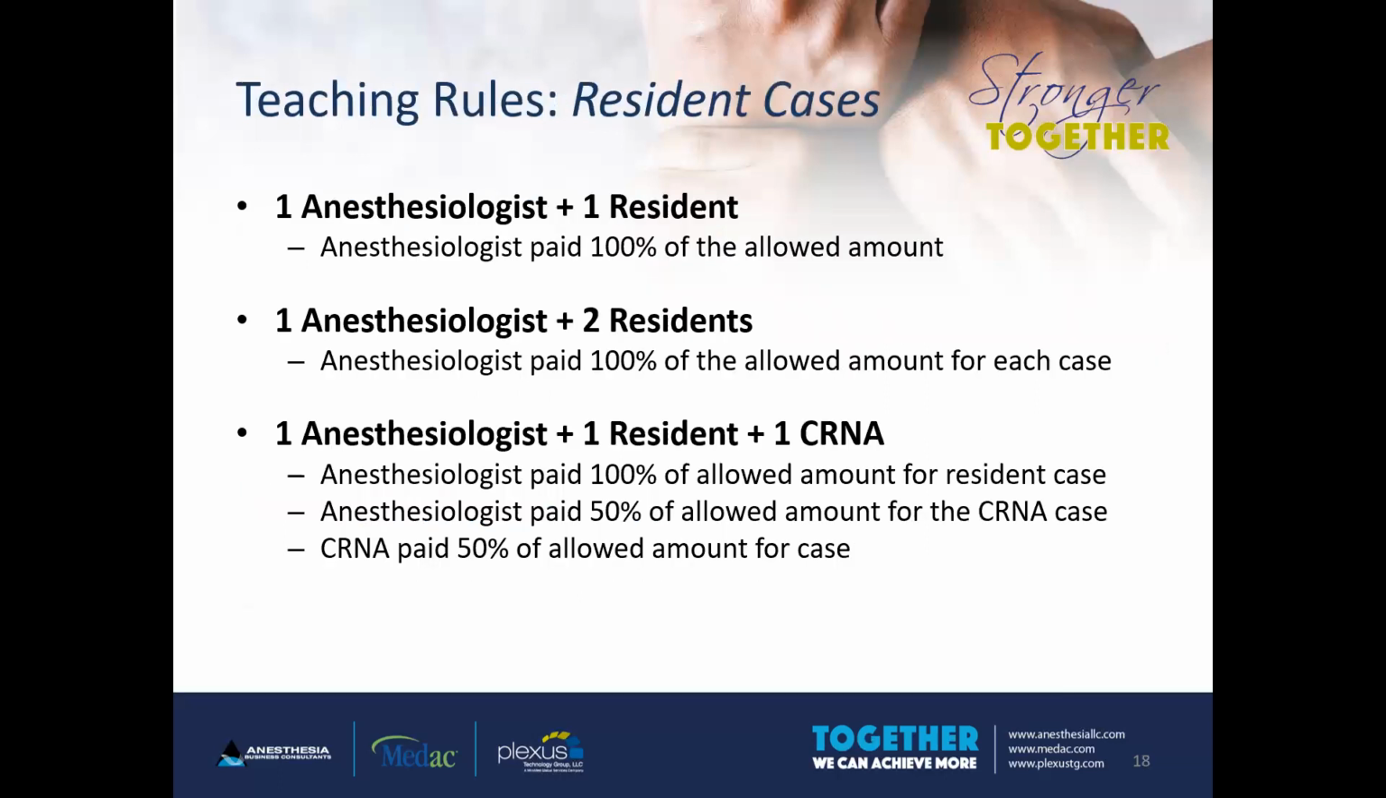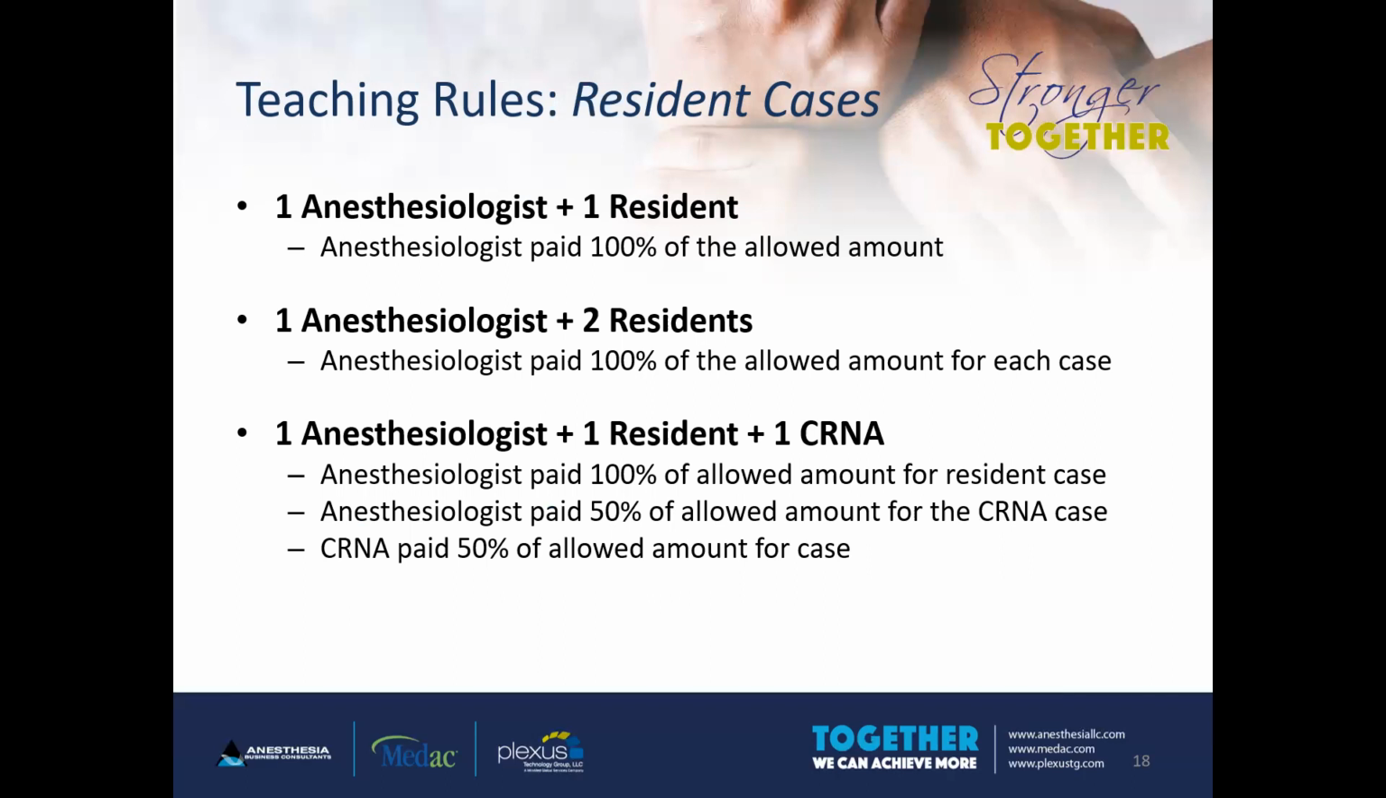Now, if you're in a practice that has residents or SRNAs, let's take a look at some of the teaching rules. If you are one anesthesiologist working with one resident, then the anesthesiologist is paid at 100% of the allowable. If it's one anesthesiologist involved with 2 resident cases simultaneously, again, you get paid on each of those cases, doctor, at 100% of the allowable for each case.